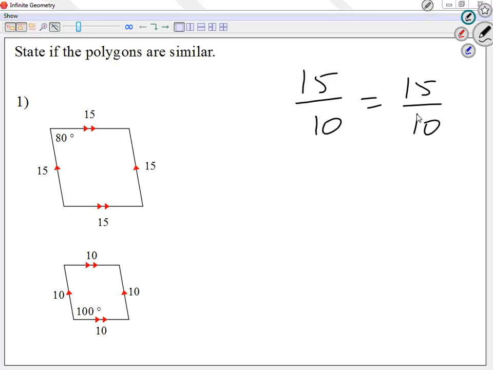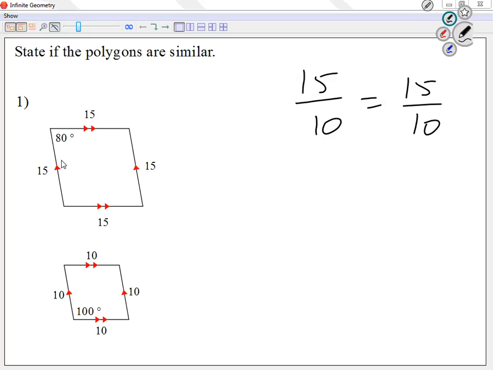One way we can check that they're proportional is to cross multiply. It should be the same thing on both, or they should simplify to the same thing. If you cross multiply or simplify each fraction, you realize that they are the same thing. So at least my sides are proportional.